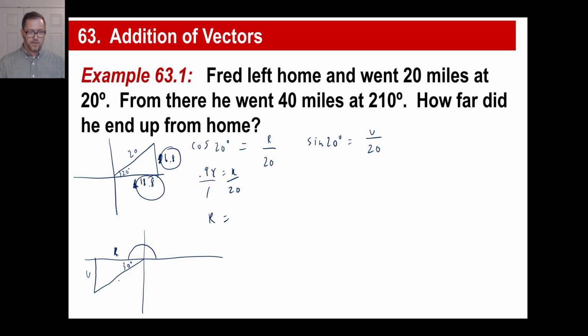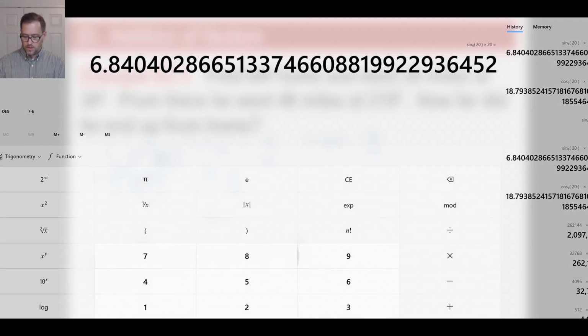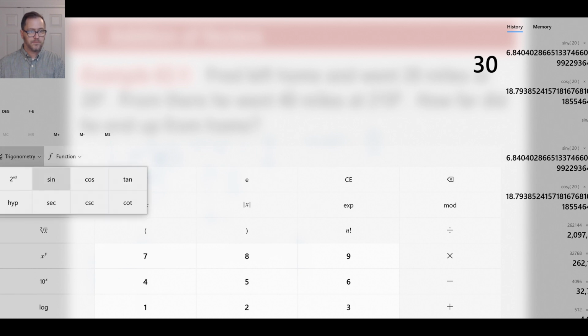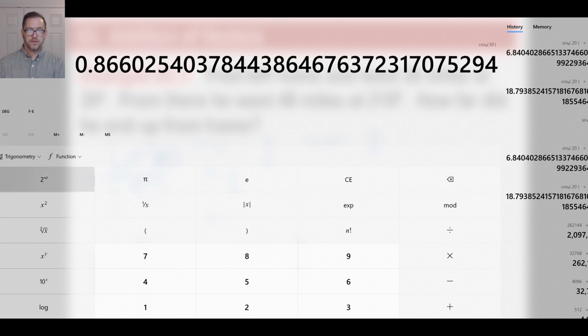So that is 40 miles. He goes 40 miles there. We need to find the r and the u. Again, we have 30 degrees, and we have the adjacent over the hypotenuse, and that is called cosine. So we need cosine of 30 equals r over 40. So let's go cosine of 30 on your calculator, and it is 0.866.